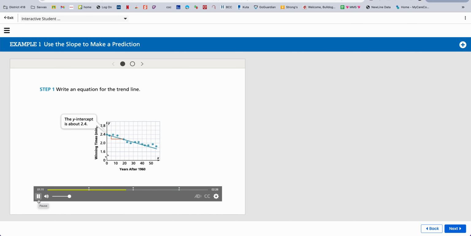A calculator can help us find the slope. Rise over run is equal to negative 2/10 divided by 15.